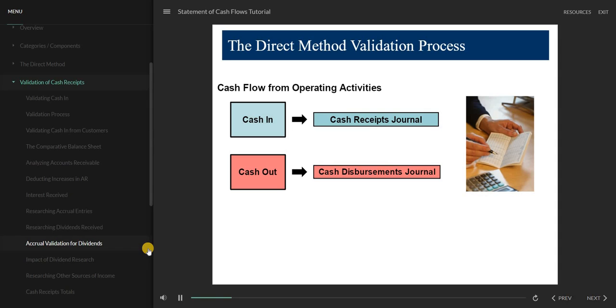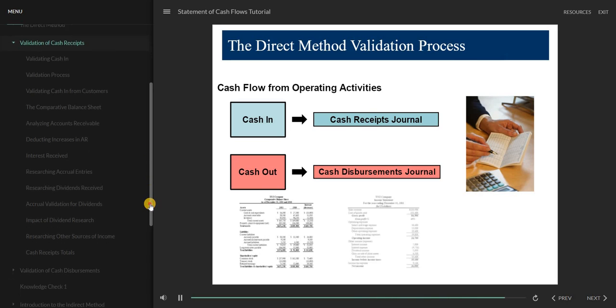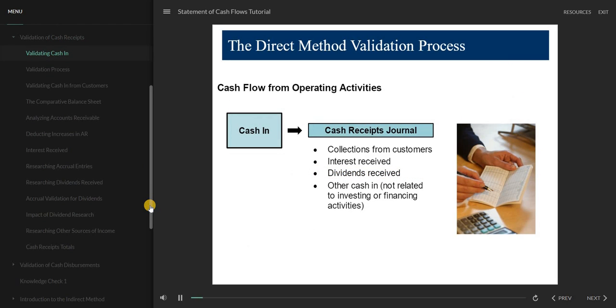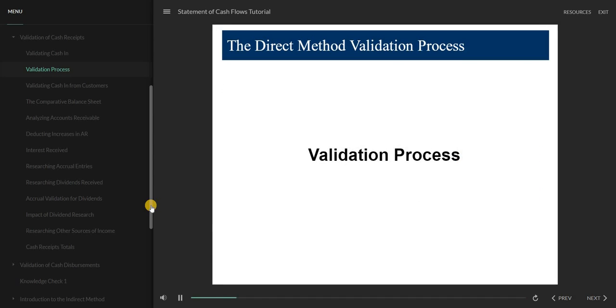Once we've documented all cash receipts and cash disbursements relating to operating activities, we must validate our data by analyzing the company's balance sheet and income statement. To begin this validation process demonstration, we are first going to audit our cash in figures. For this example, we will assume that we only documented collections from customers, interest received, and dividends received. We will assume that we found no other cash in. Let's start by looking at how we validate collections from customers.